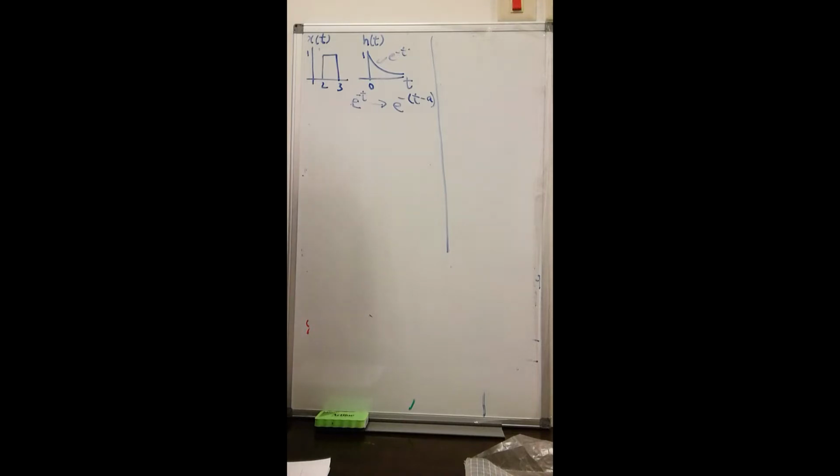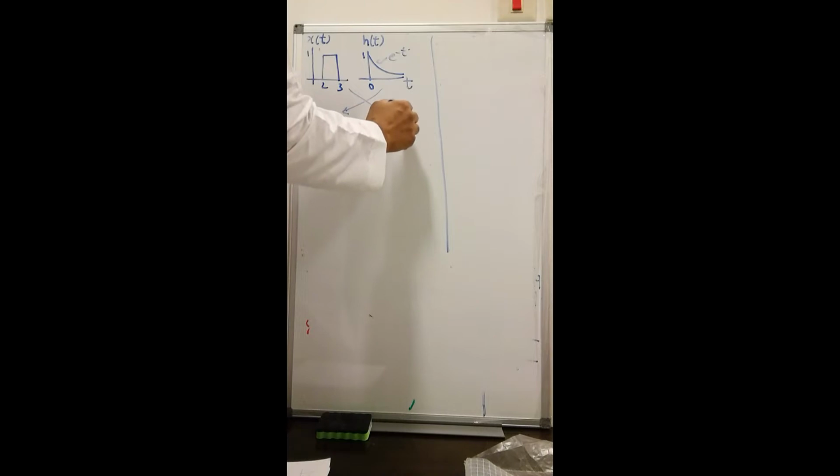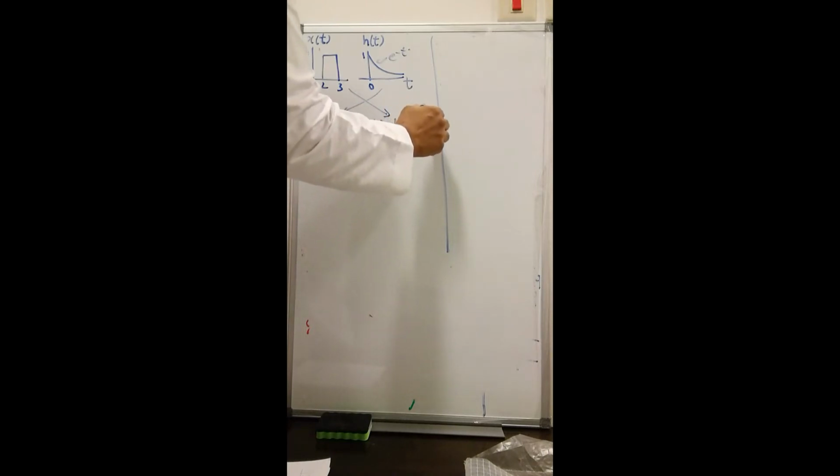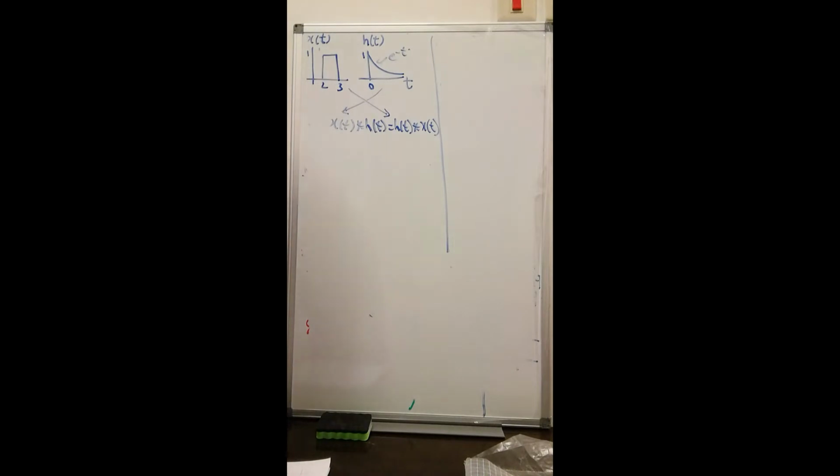So we don't want that. We try to have h of t such that it's a flat function. If there is no choice, then we have to do it. But in this case, we can exchange these two. So we can bring this here, and we can bring this here. And why can we do it? Because x of t convolution with h of t is equal to h of t convolution with x of t. So we can exchange the two.